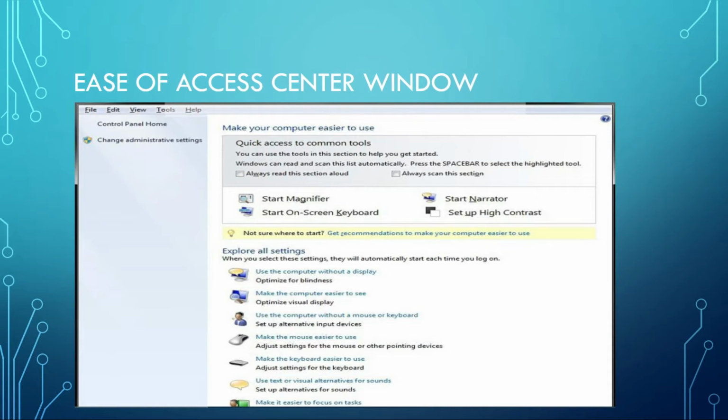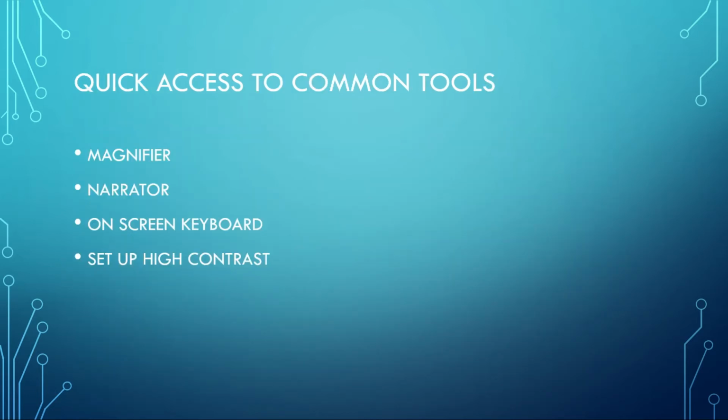Use the computer without a display. This section helps in optimizing the settings for a person who is blind or has severely impaired vision. Then what could be done for them? First of all, these are the quick access common tools. You can see Magnifier, Narrator, On-Screen Keyboard, and Set up High Contrast.